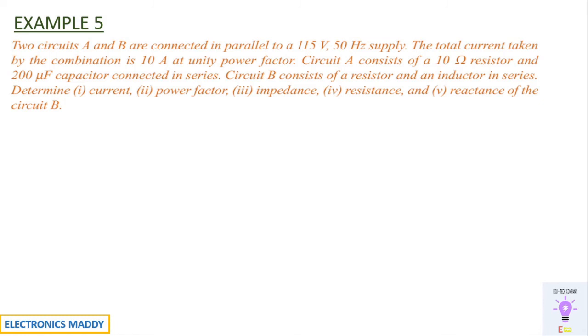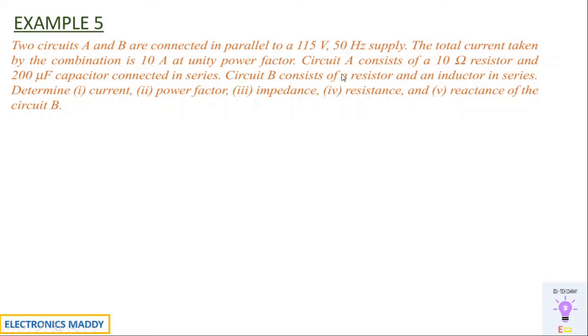Example 5. Two circuits A and B are connected in parallel to a 115 volt, 50 hertz supply. They have given a single supply that is connected across two circuits A and B. The total current taken by the combination is 10 amps at unity power factor. So they have told the power factor is 1 and the current I is equal to 10 amps. Circuit A consists of a 10 ohm resistor and a 200 microfarad capacitor. So it is a series RC circuit. Circuit B is a series RL circuit.